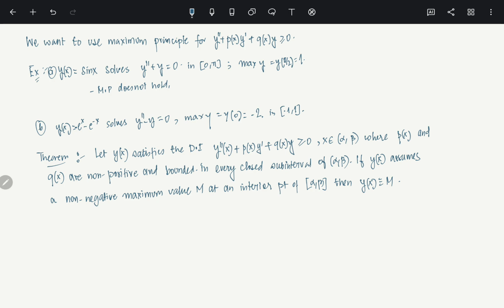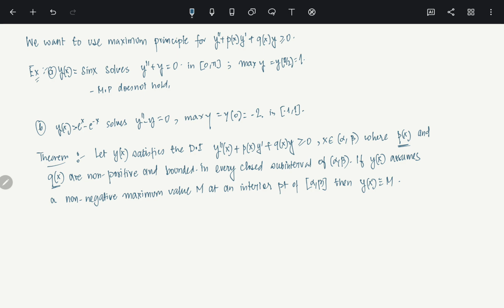So what does it say? If you look at this equation, y double prime plus p of x y prime plus q of x y greater than or equal to 0, and both p and q are non-positive, this is very important. P and q have to be non-positive, less than or equal to 0, and for now let's assume they are continuous. You don't need continuity, but we can assume that.